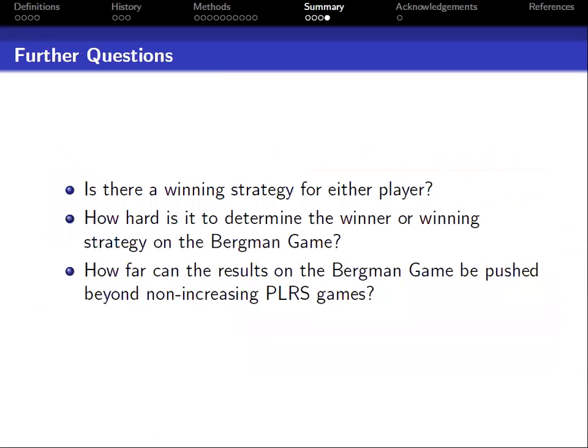Okay, so some quick further questions before I finish up. In the second dwarf game, it's known that the second player always has a winning strategy, so long as you're playing with at least 6 chips. We have no idea what's true of the Bergman game. And I'd be very, very interested if someone can answer that question.